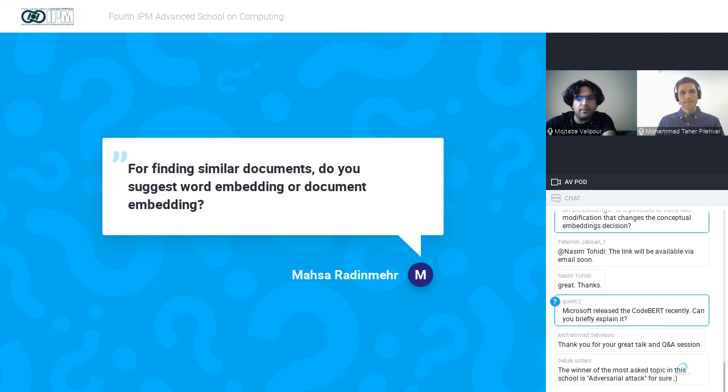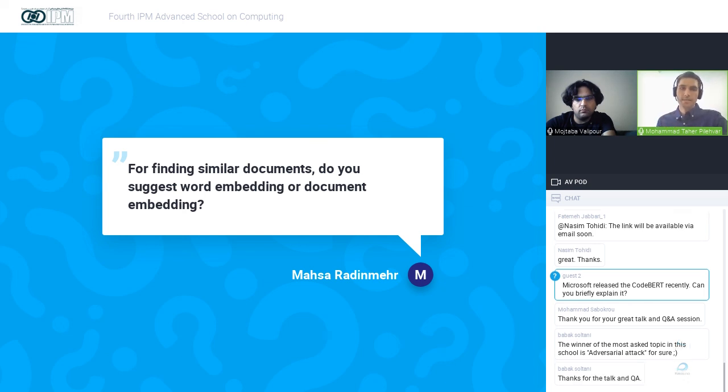Someone asks, for finding similar documents, do you suggest word embedding or document embedding? Well, I definitely do not recommend word embeddings, because they are not designed for that task. In fact, document embedding is one of the difficult problems in natural language processing. How can you encode a whole document that has a lot of words in it, a lot of different concepts, probably a lot of different topics? How can you encode it in a single vector, in a single point in the semantic space?